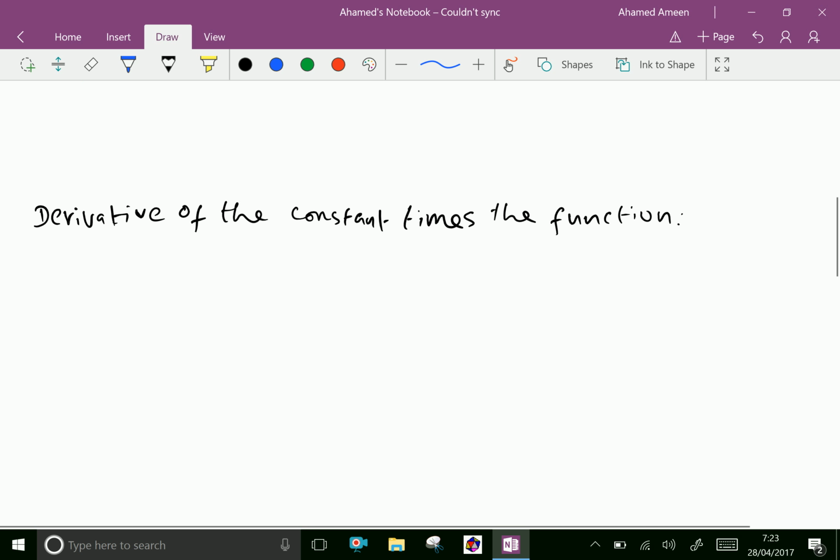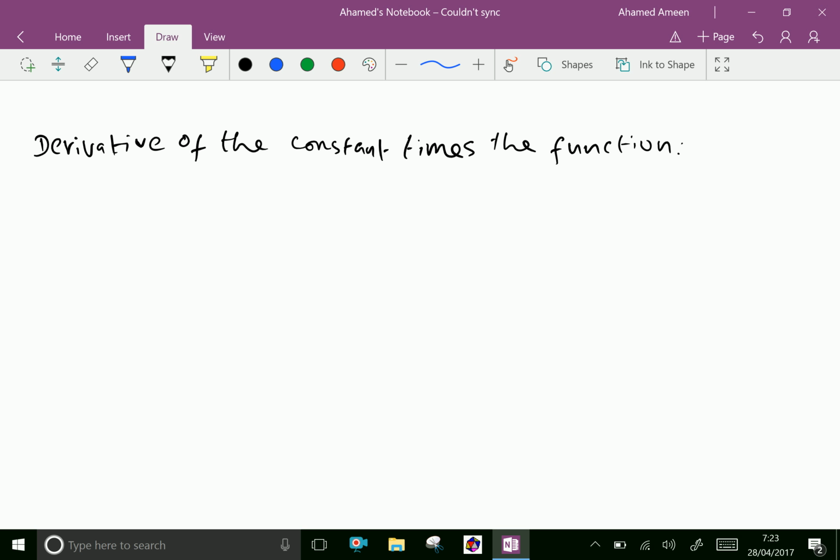Now second one, derivative of the constant times the function. Means d by dx of c into f of x equal c times f dash of x.